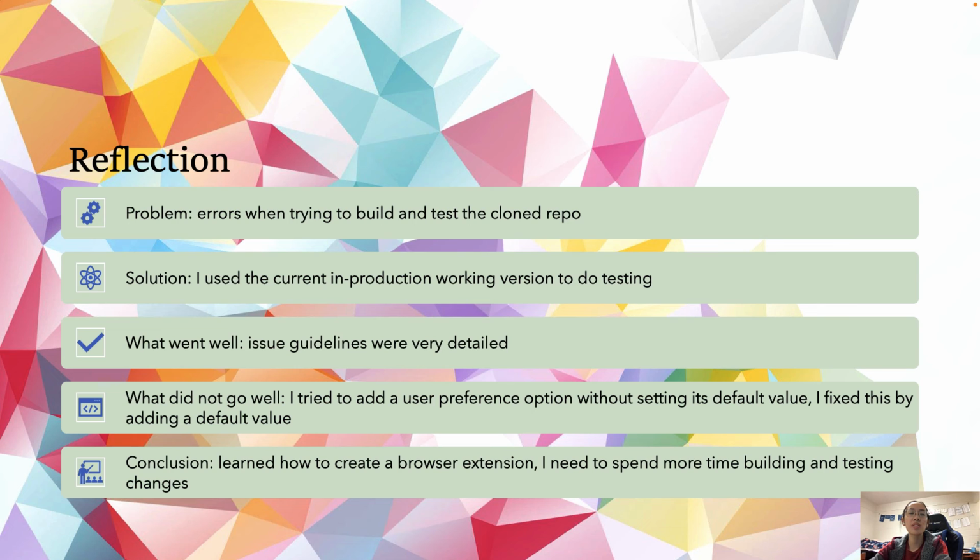An unexpected problem I encountered was when I ran into errors while trying to build and test the cloned repo. To solve this, I used the current in-production working version to do testing. Something that worked out in my favor was that the issue guidelines were very detailed. As a result, I was able to accomplish the entire task without asking for guidance. Something that did not work was when I tried to add a user preference option without setting its default value. I fixed this by adding a default value.